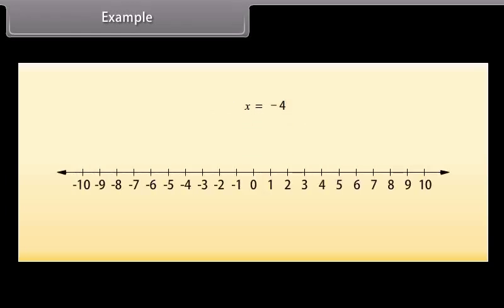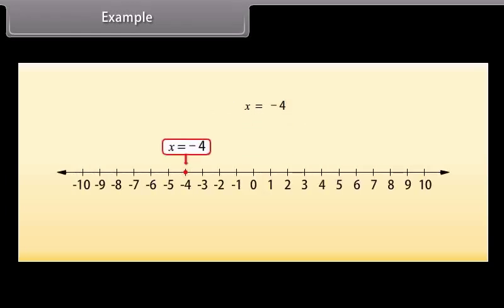Example. Let's now solve this equation and represent the solutions on the number line and on the Cartesian plane. This equation can also be written as 2x minus x is equal to minus 3 minus 1. By solving this, we get x as minus 4, equation 1. Now let's see where it lies on the number line.